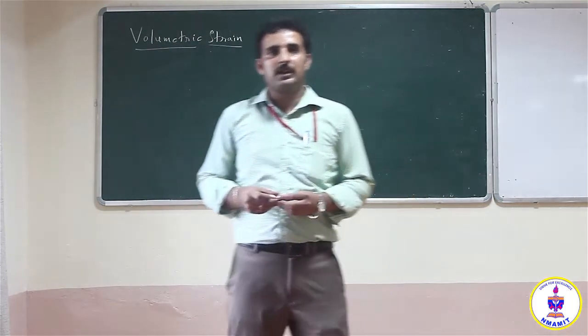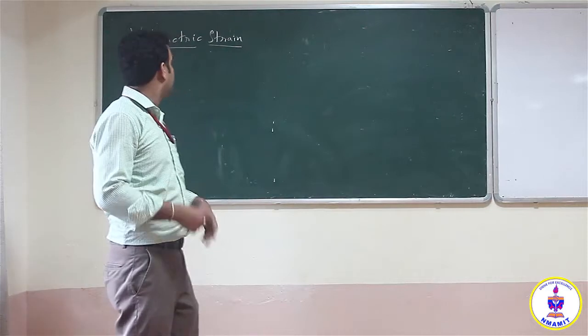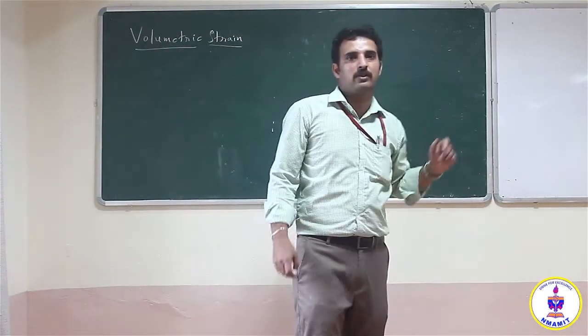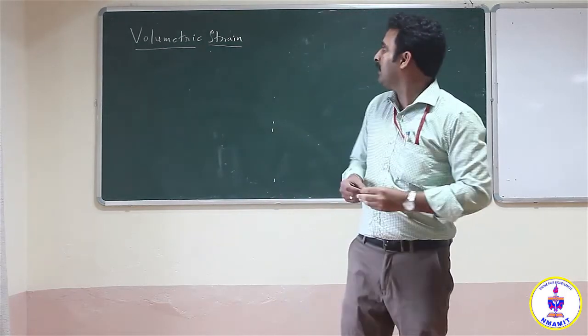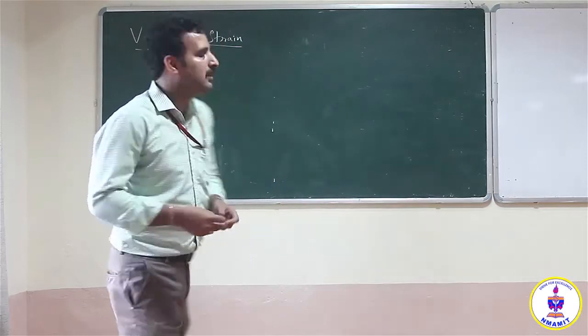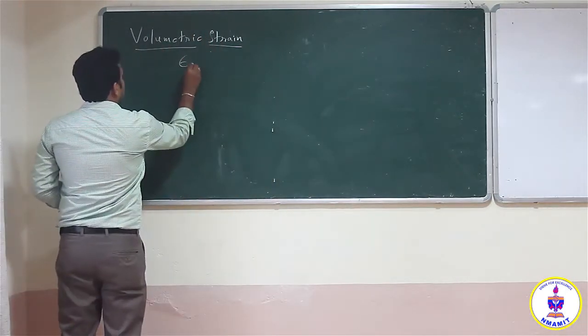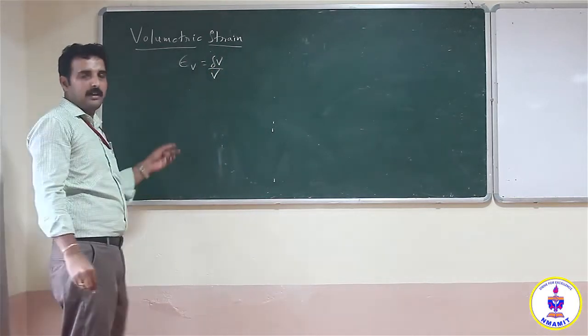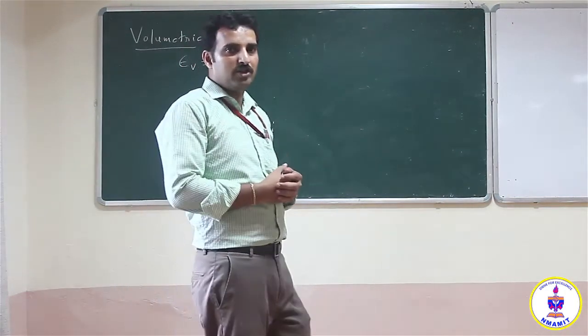First chapter in the first unit. So we'll move on to the second unit, which relates to the volumetric strain and the elastic constants. You have seen what we mean by volumetric strain. Volumetric strain can be defined as the ratio of change in volume to original volume.